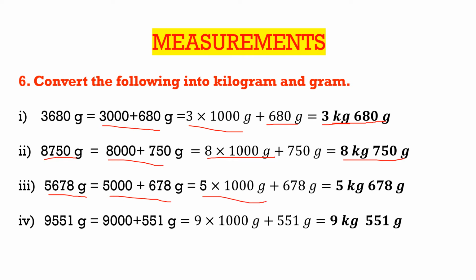We know 1000 gram equals 1 kilogram. So 5 multiplied by 1000 gram is 5 multiplied by 1 kg, equal to 5 kg and 678 gram. So we get 5 kg 678 gram. 5678 gram equals 5 kg 678 gram.